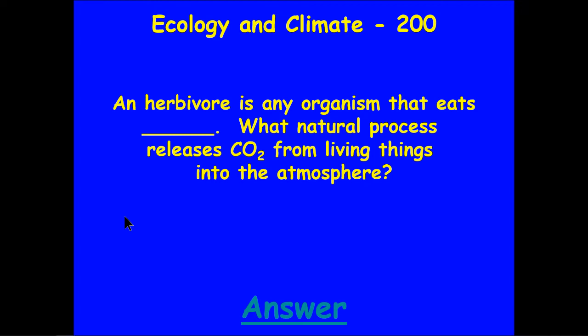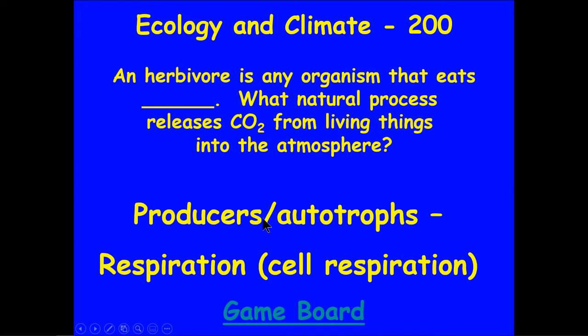All right, answers coming in 5, 4, 3, 2, and 1. All right, so an herbivore, they eat producers, they eat autotrophs. They're the same thing. They eat plants. You're going to have to recognize producers or autotrophs, though. And living things, through the process of getting energy for their cells, it's called cell respiration, they release carbon dioxide and water vapor from that reaction.